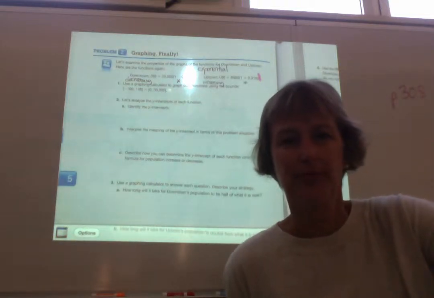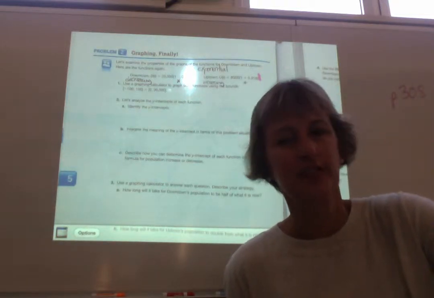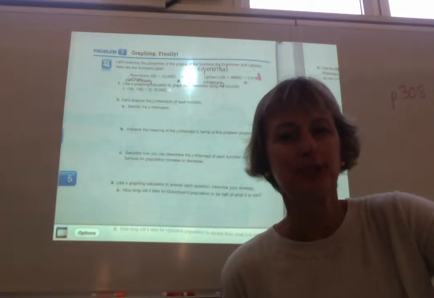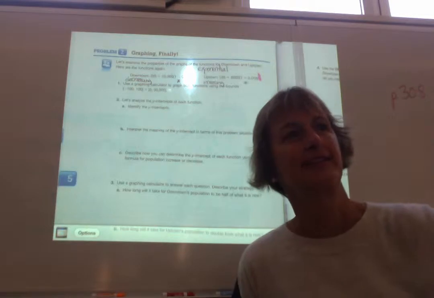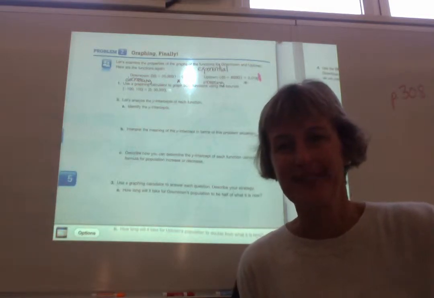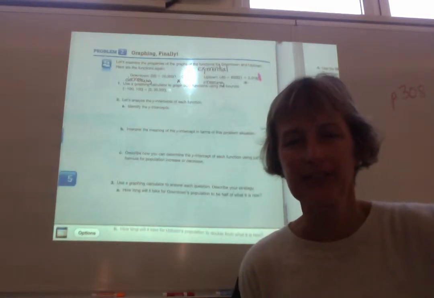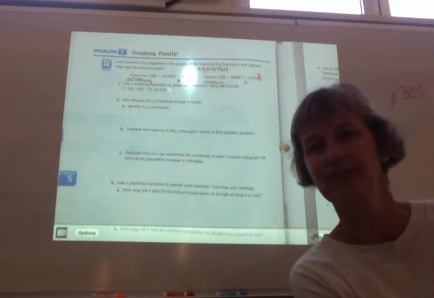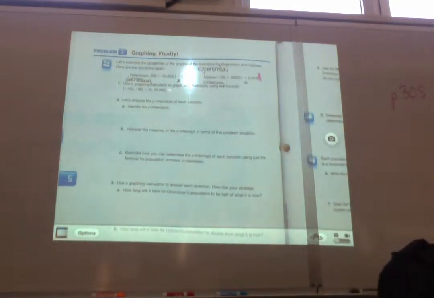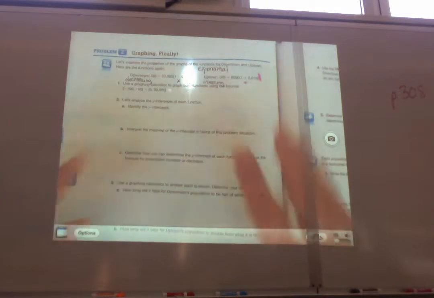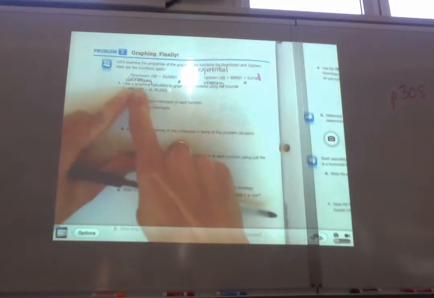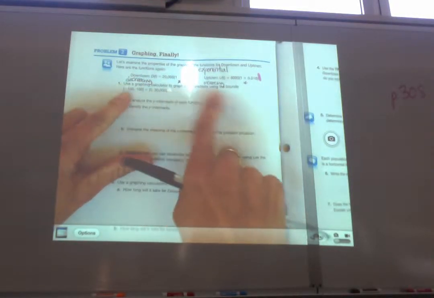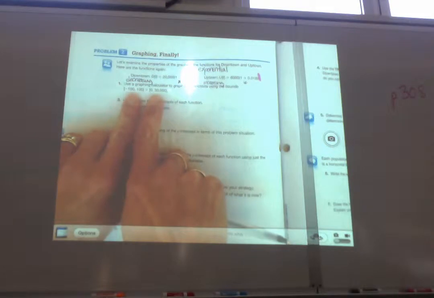All right, we are in lesson 5.2, problem 2, page 308. We've just noticed that downtown is decreasing in population and uptown increasing. They're both exponential functions. Now, we're going to use our graphing calculator to look at what this looks like in terms of a graph. They're giving us some bounds here.